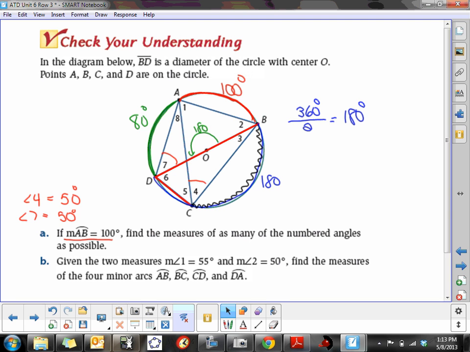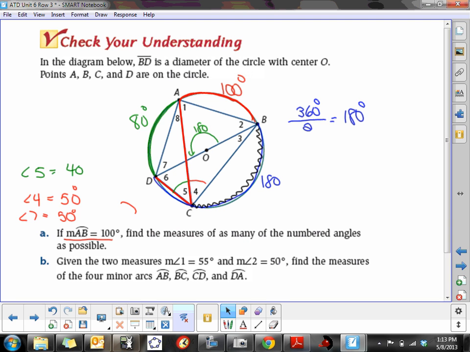So what I'm going to do now is see if I have any inscribed angles that go towards that one. And I do have some. I'm going to identify angle 5. Angle 5 is an inscribed angle that cuts off the arc of 80. So that means angle 5 has to be half of that 80, which is 40 degrees. Are there any other angles that cut off that 80?